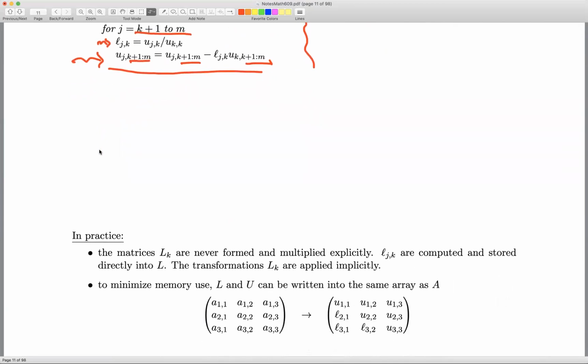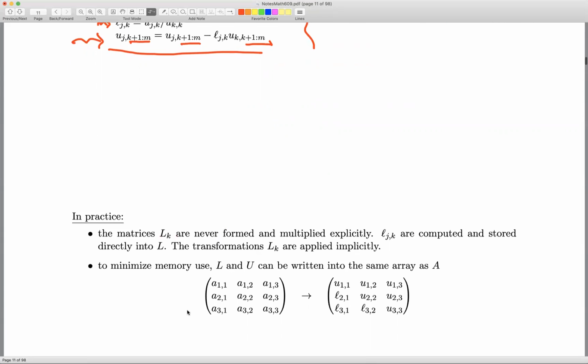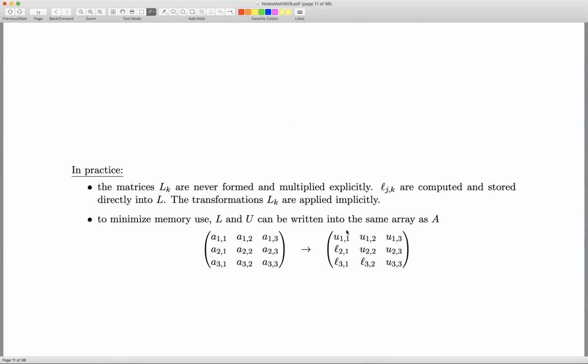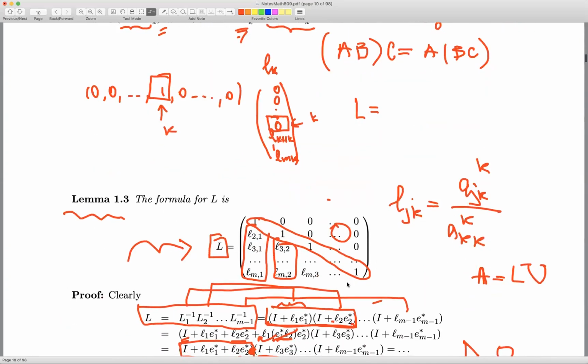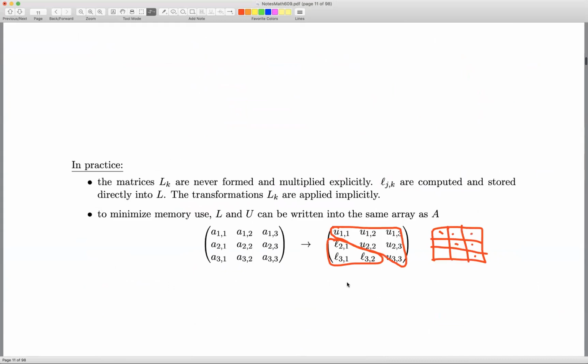And to minimize memory, we can use L and U to be written into the same array as A. So if A originally, for example, was this 3 by 3 matrix, how can we store? We can store the matrix U as the upper part of the storage, basically if we think of the memory as this. So the upper part here will store the elements of U, and everything below the main diagonal will store the elements of L. We do not need the elements of L on the main diagonal because we know that they are all ones. So this is in terms of storage.